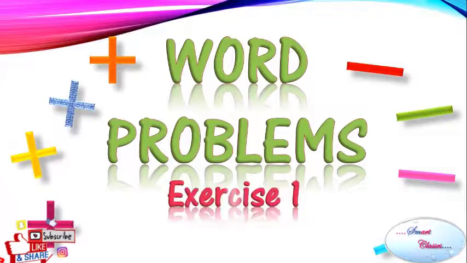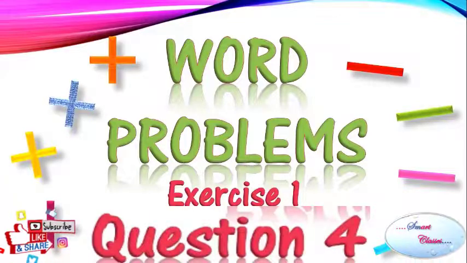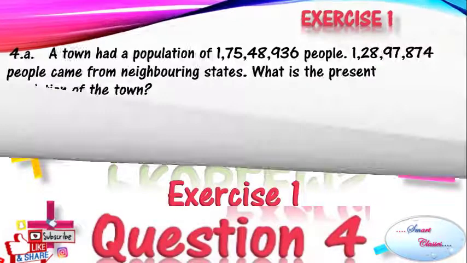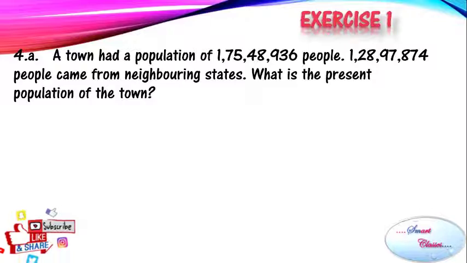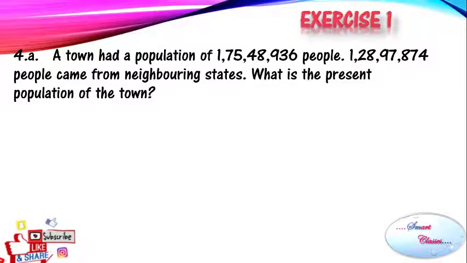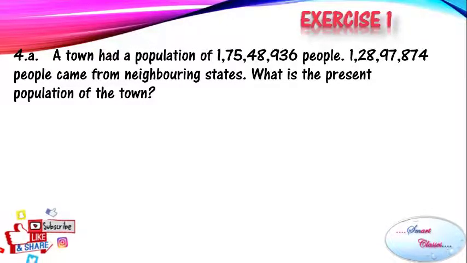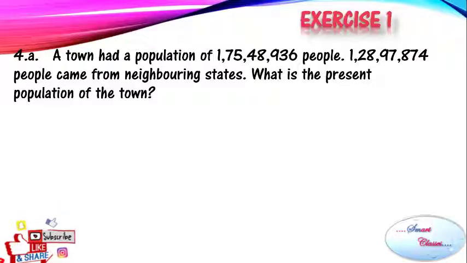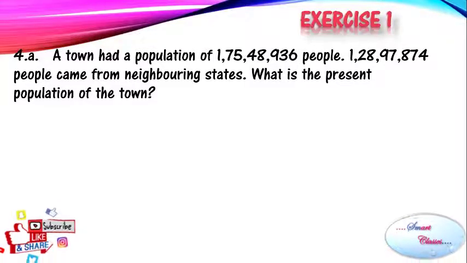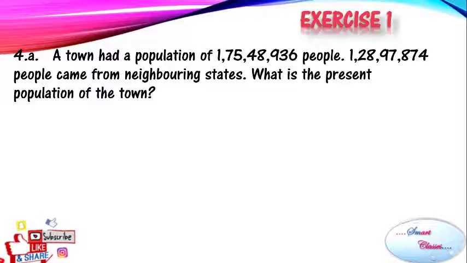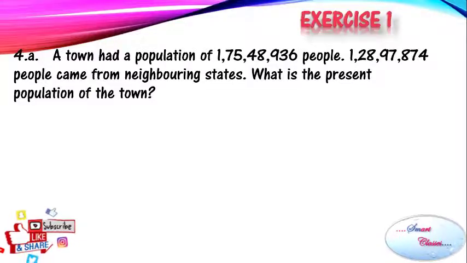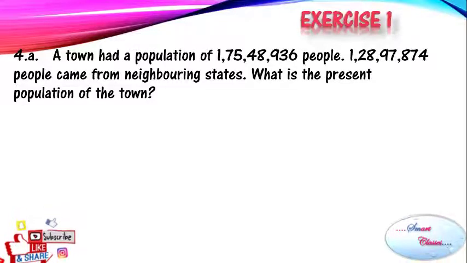It's chapter number 2, exercise number 1. Here's our first question. A town had a population of 1,75,48,936 people. 1,28,97,874 people came from the neighboring states. What is the present population of the town?